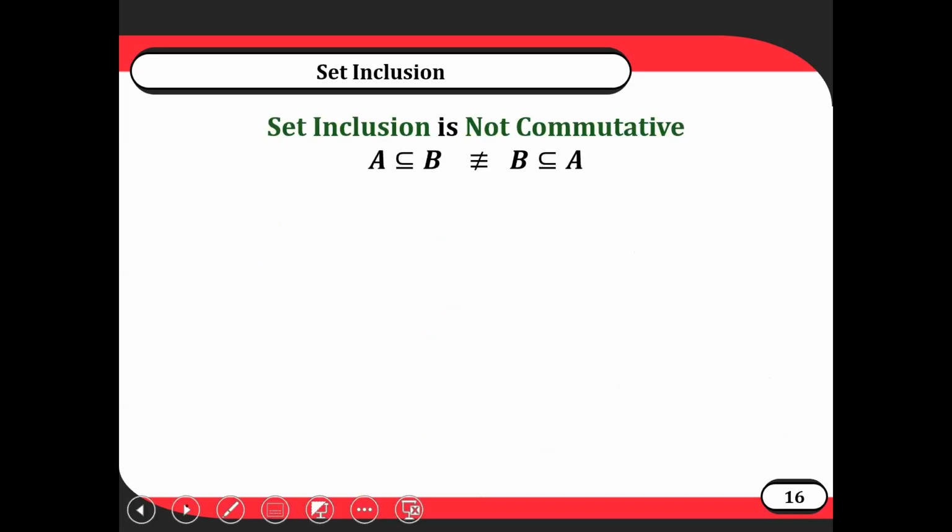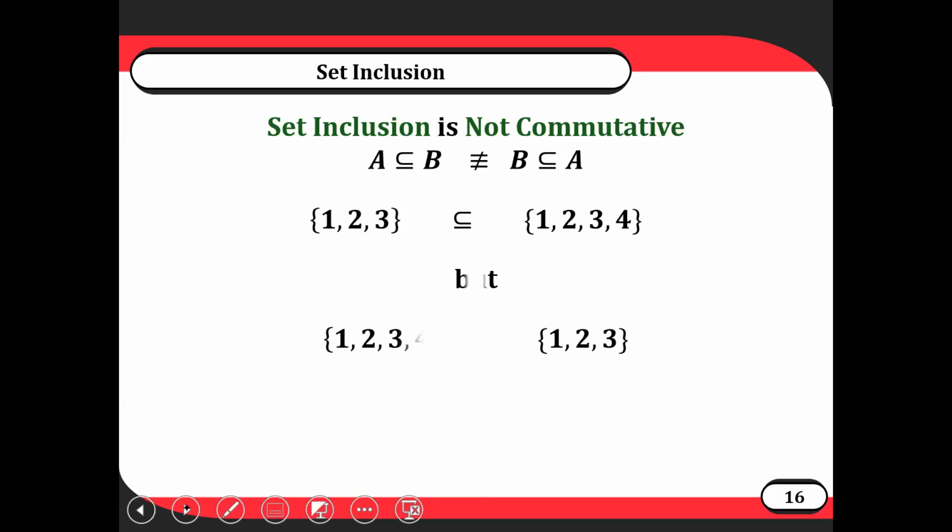Of course, set inclusion is not commutative. That means if A is a subset of B, it's not necessarily the case that B is a subset of A. So 1, 2, 3 is a subset of 1, 2, 3, 4, but 1, 2, 3, 4 is not a subset of 1, 2, 3. So that should be fairly straightforward, I think.